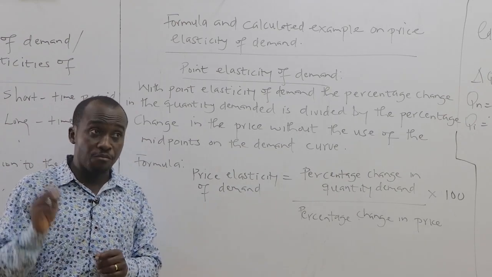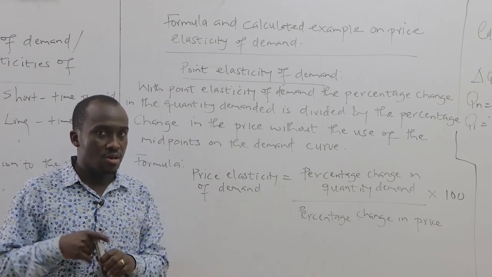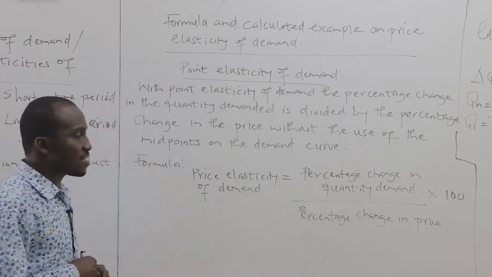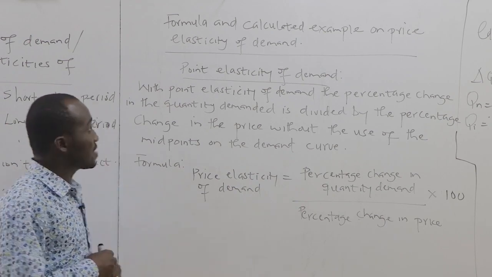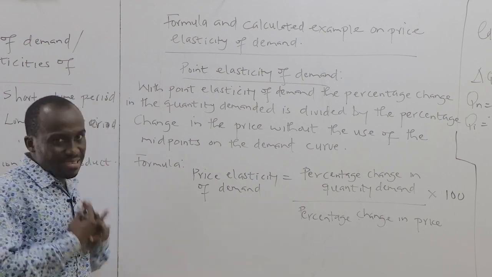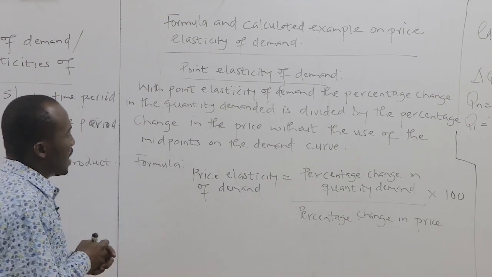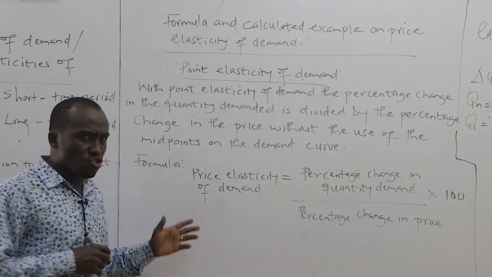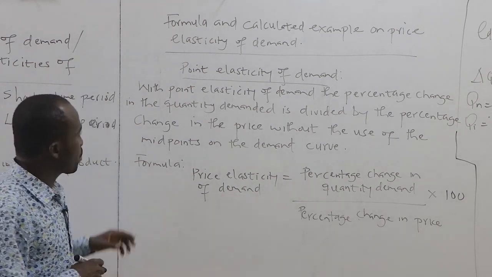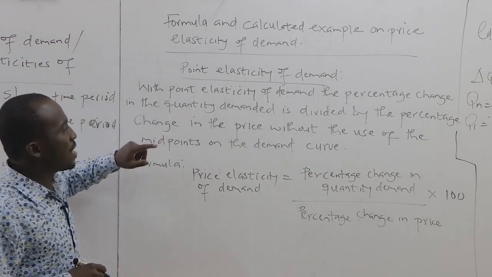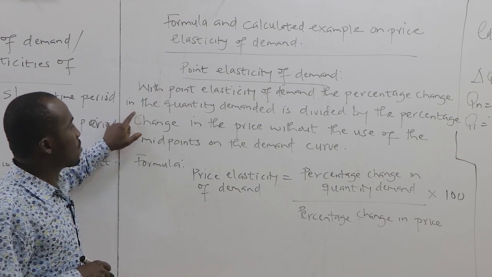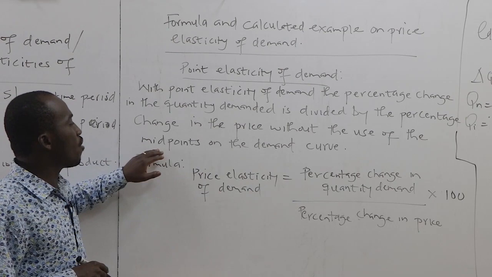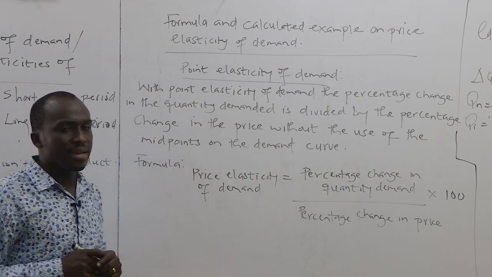In most of these things, you're going to calculate in exams, so you have to be very abreast of the calculation. Let's see how the point elasticity of demand works out. This is the point elasticity approach of calculating the price elasticity of demand. With the point elasticity of demand calculation, the percentage change in quantity demanded is divided by the percentage change in price without the use of midpoints on the demand curve.